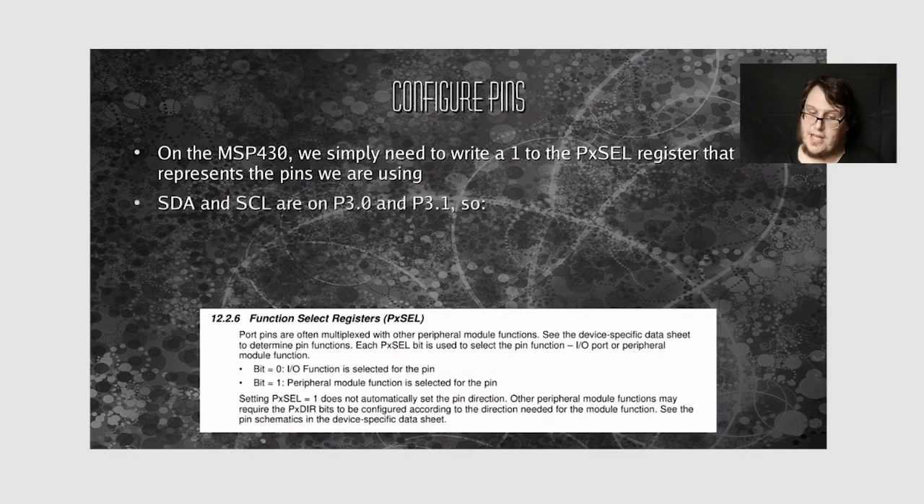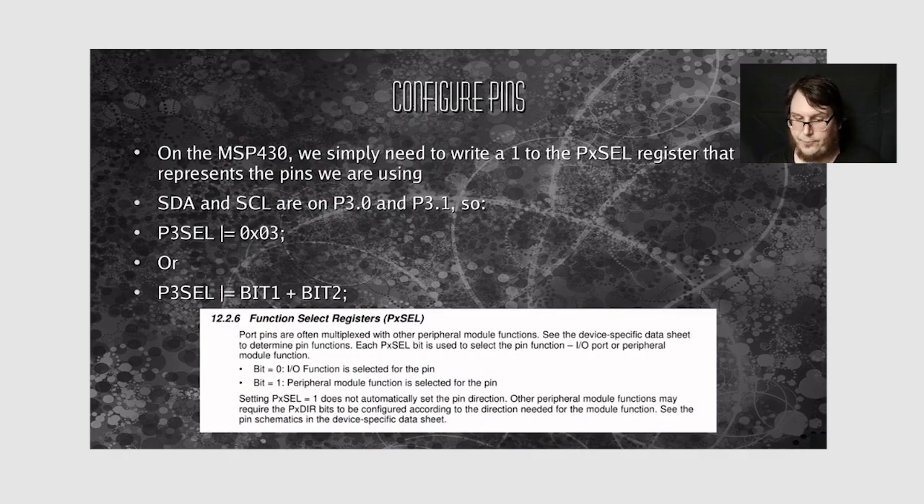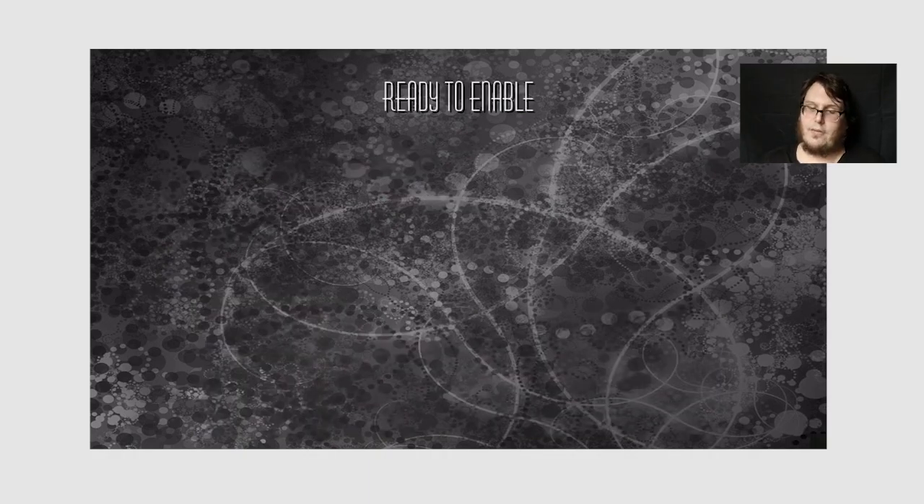So we just need to set P3SEL to, we can either set it to a hexadecimal value, 0x03, or the header file includes names for us again, so we can use bit 1 and bit 2, and that'll do the same thing. That's a little bit more readable, so that's usually what I do. And then these pins are now selected to be data and clock for us. And that process is broadly similar.